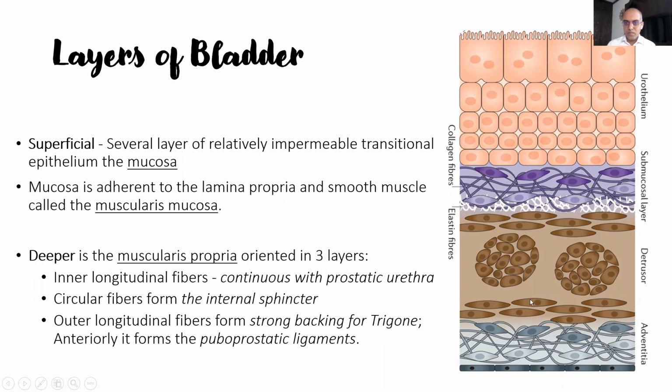Deeper to it, you have the detrusor muscle. The detrusor muscle is basically made up of 3 layers of muscle. One is the inner longitudinal muscle, second is the middle circular muscle, and the outermost is the outer longitudinal muscle. The innermost longitudinal muscle continues with the prostatic urethra down, and the circular muscle forms the internal sphincter, and the outer longitudinal muscle posteriorly forms a strong backing for the trigone, and anteriorly it forms the puboprostatic ligaments.